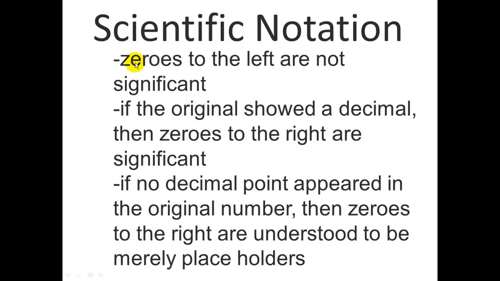When you consider the number as it was in standard notation, zeros that showed up on the left of the first non-zero digit, those were not significant. And so moving from left to right, any zeros you hit before you hit your first non-zero digit are not significant zeros. However, if a decimal was showing in the original number and there were zeros to the right of the first non-zero digit as you move from left to right, those zeros are significant. However, if there was no decimal point showing in the original standard notation number, then it's assumed that the zeros to the right are just holding number places. You'll see what we mean in our examples in a second here.